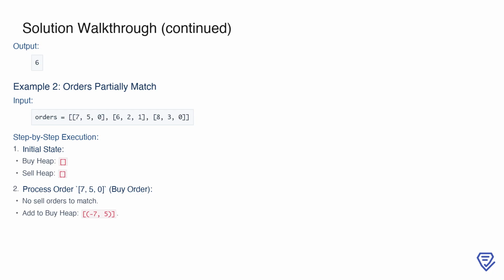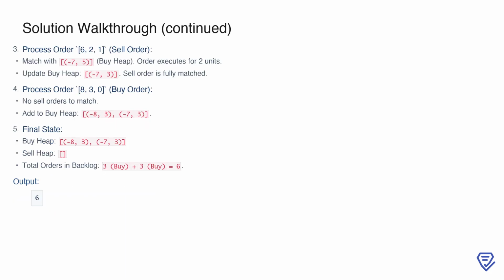The output for this example is 6, which represents the total number of unprocessed orders in the backlog after processing all the orders. Now, let's analyze another example where the orders partially match. Consider the input 7, 5, 0, 6, 2, 1, 8, 3, 0. Again, we will process each order step by step, updating the buy and sell heaps as necessary.